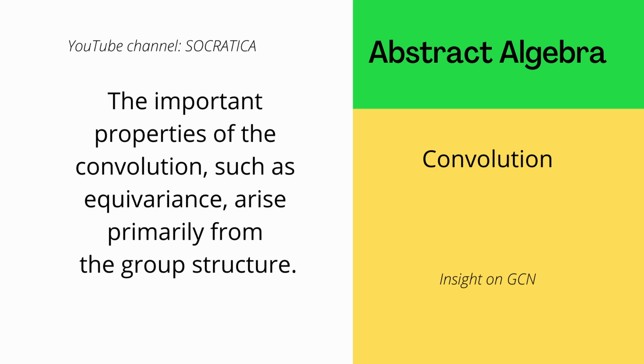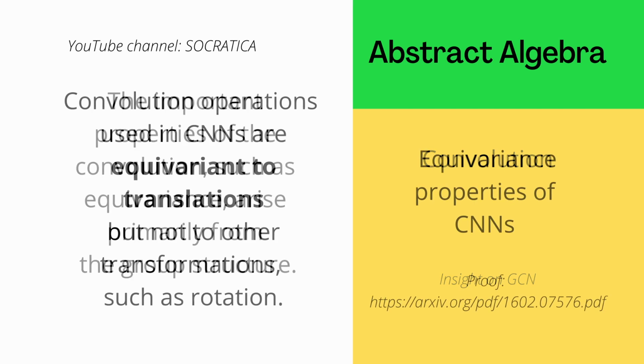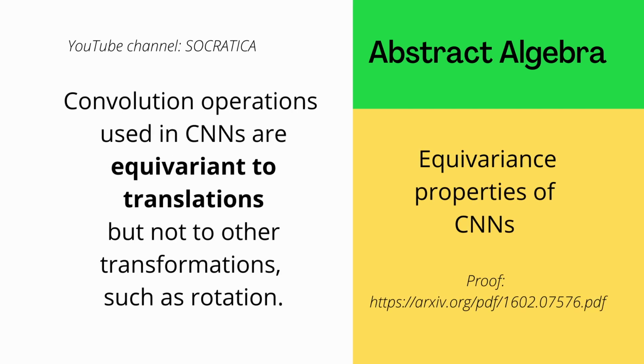And now finally we are able to answer the question we had at the beginning of this video. The important properties of a convolution, such as the equivariance, arise primarily from the underlying group structure. And this is a deep insight into the mathematical power of a group structure that we apply in neural networks. Convolution operations used in convolutional neural networks are equivariant to translation, and please notice here translation, but not to other transformations such as rotation. So you have to watch out for the specific symmetry given your group.